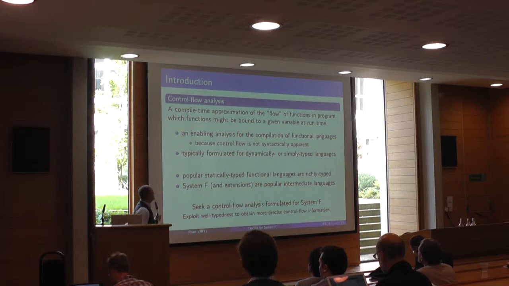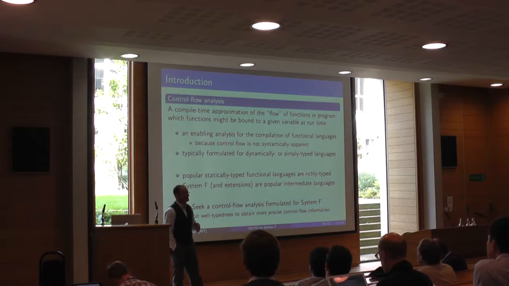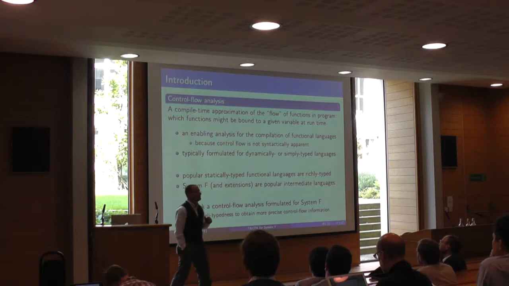This is an enabling analysis for a lot of implementation techniques in functional languages, because in a functional language, it's not syntactically apparent the way it is in C what function you're calling at this point. It's f applied to x. What function might f be bound to?